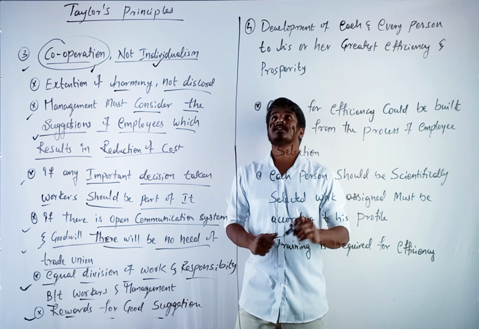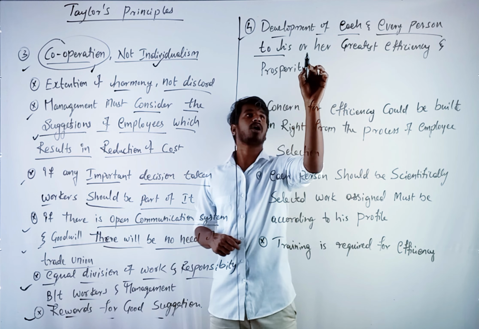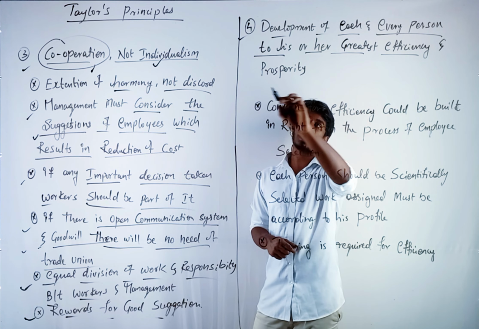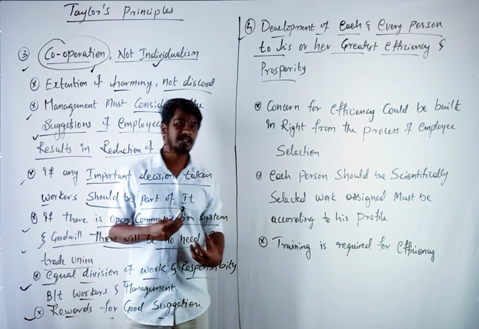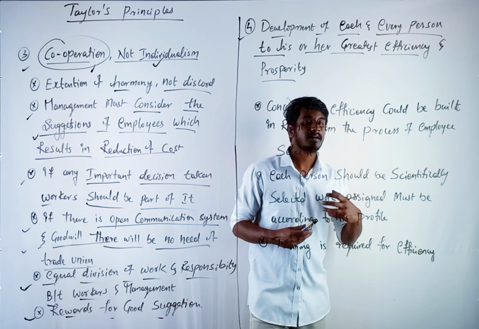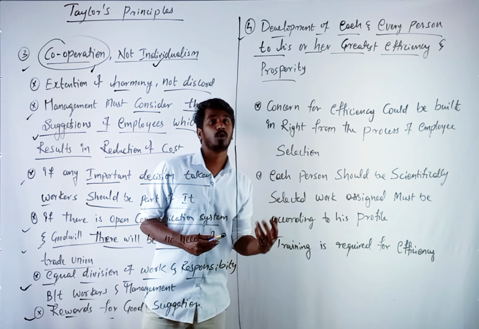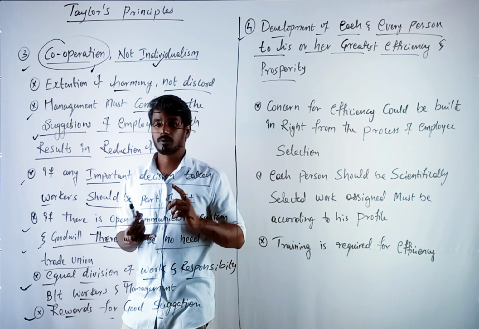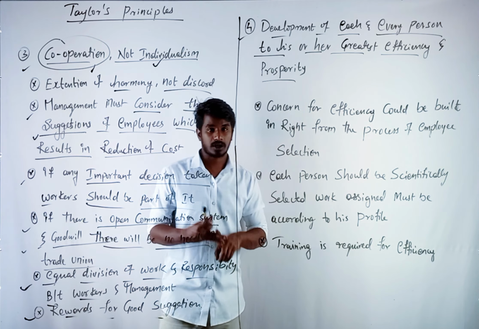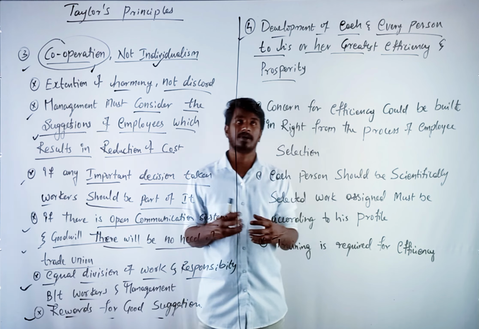So the next principle is the fourth one: development of each and every person to his or her greatest efficiency and prosperity. So the organization must train the employee to his greatest efficiency to earn more. Because of his greatest efficiency we will benefit, right? Lower use of materials and cost will be reduced. So by that we can earn much better, right?